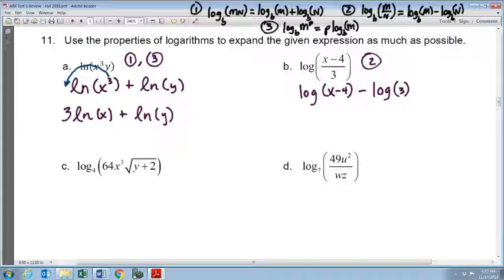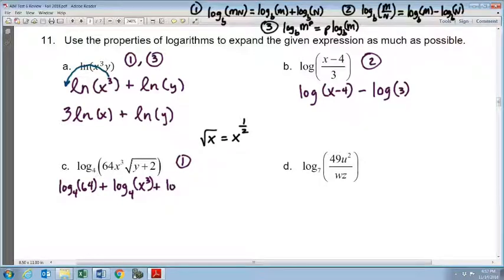So it'll be the log base 4... Or I'm sorry, I want to remind you that the square root of x is equal to x to the 1/2 power. So we're going to write that y plus 2 as y plus 2 to the 1/2 power when we break this into 3 sums. So it'll be the log base 4, we are using property 1, log base 4 of 64 plus the log base 4 of x cubed plus the log base 4 of y plus 2 to the 1/2 power.